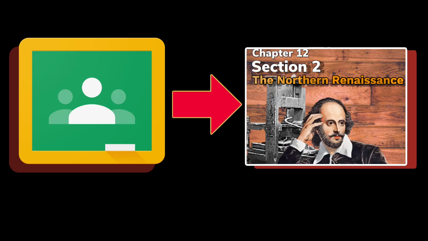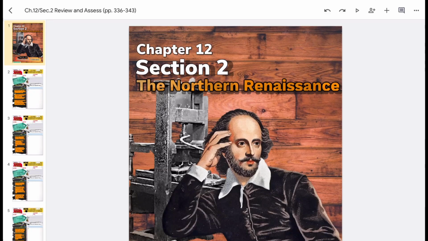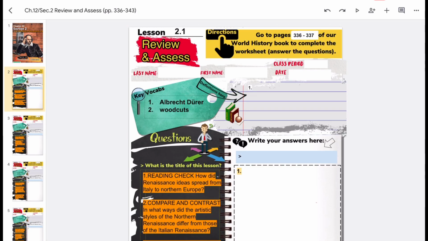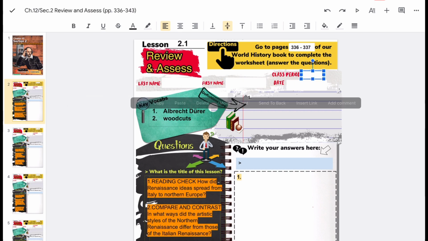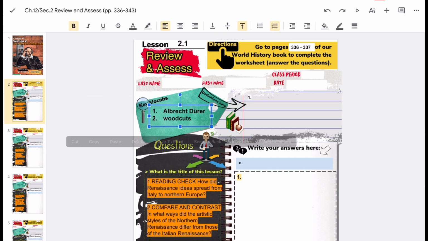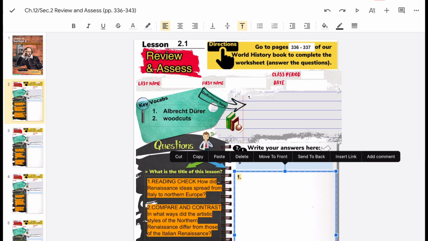Now go to your Google Classroom and find the review and assess assignment. And in 2.1, which is the first slide, go ahead, fill up the last name, first name, class period, date. And of course, you need to put the definition of the key vocabs to the right side. Definitely the title of the lesson, and of course, the answers to the review and assess questions. And if you want to get full credit, of course, you need to answer it correctly.